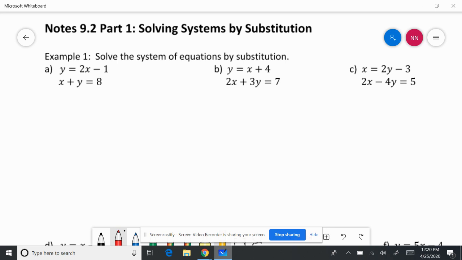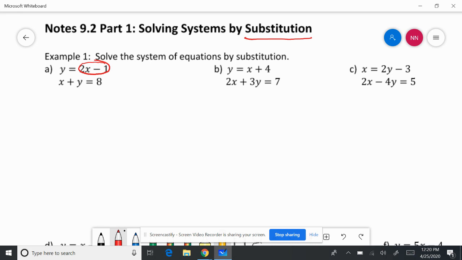What we're going to do is look at another way of solving, and this right here is solving using substitution. With this way, we're going to be solving it algebraically. We're not going to be graphing it. How we're going to substitute is we're going to take one expression and plug it into another expression.